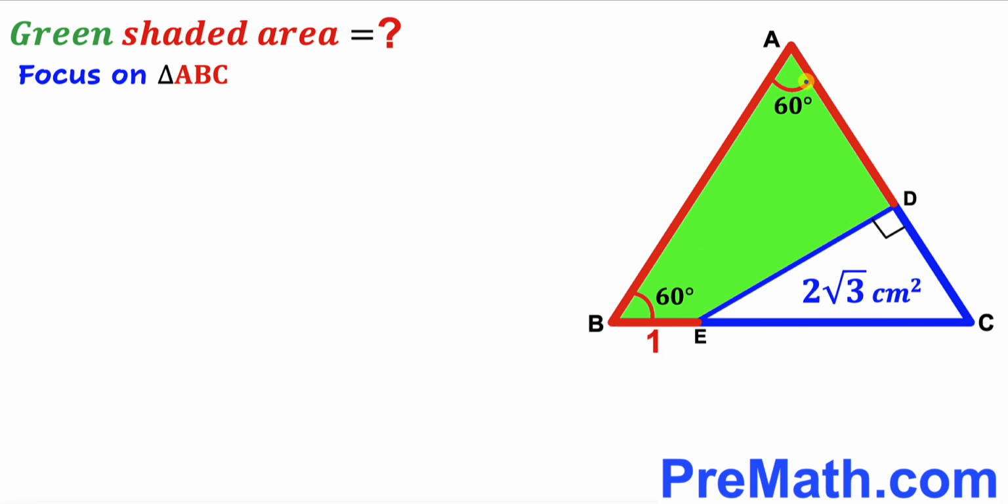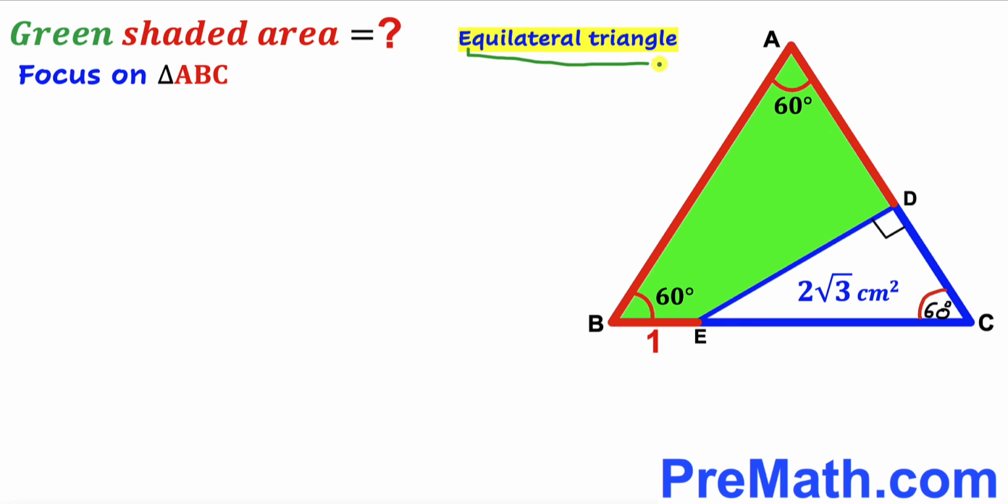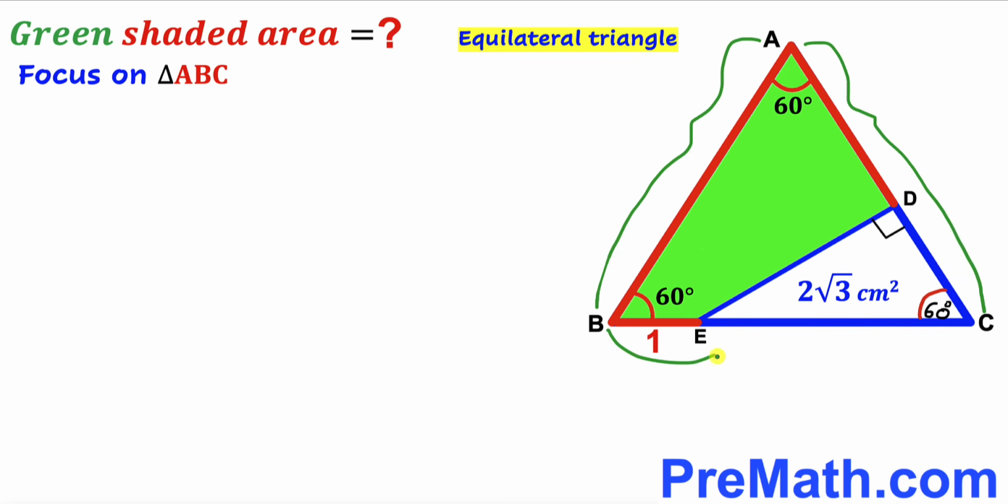Now we are going to focus on this triangle ABC once again. We can see this angle is 60 degrees, likewise this angle is 60 degrees as well. Since the sum of the angles in any triangle is equal to 180 degrees, this third angle has got to be 60 degrees as well. So we conclude that this triangle ABC is an equilateral triangle, since all three interior angles are congruent.